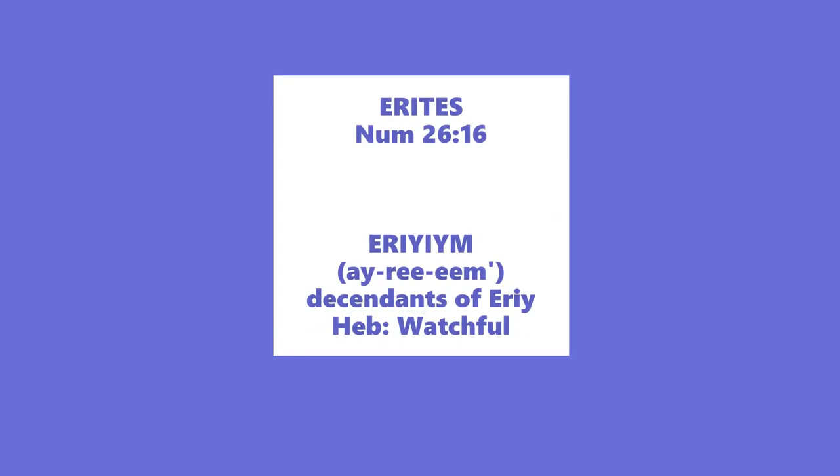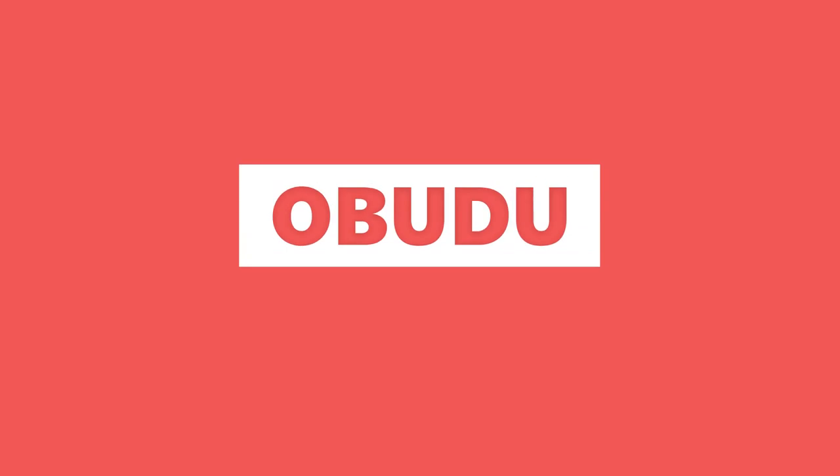Arim, meaning descendant of Eri. Okay, Eri was a descendant of Gad. You find it there in the scriptures, Numbers chapter 26, verse 16.